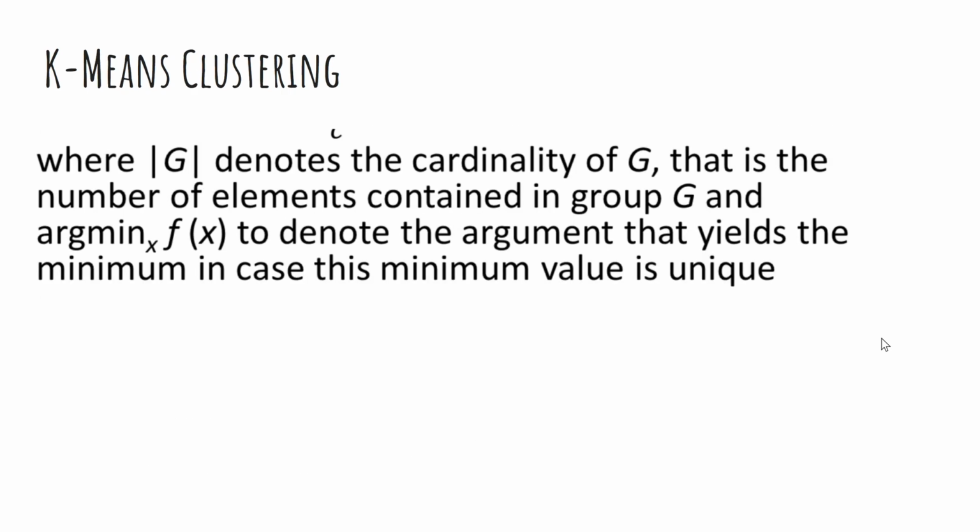K-means clustering, where |G| denotes the cardinality of G, that is the number of elements contained in group G, and argmin f(x) denotes the argument that yields the minimum, in case the minimum value is unique.